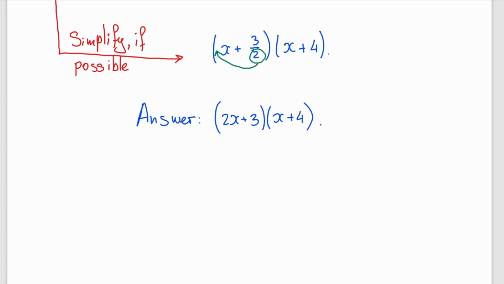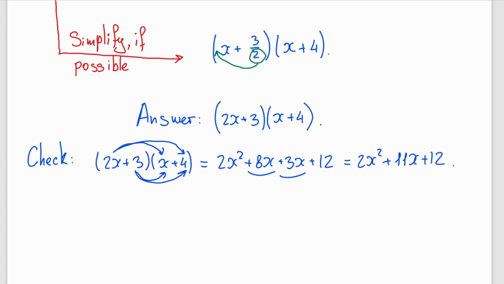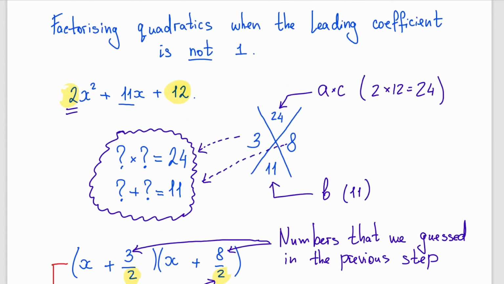Now, let's quickly check if it works. I'm going to multiply 2x plus 3 by x plus 4. And I will get this. Now combine 8x and 3x. Let's check if this is the expression we started from. 2x squared plus 11x plus 12. Yes, indeed, it's the same expression, so yeah, we got it correctly.